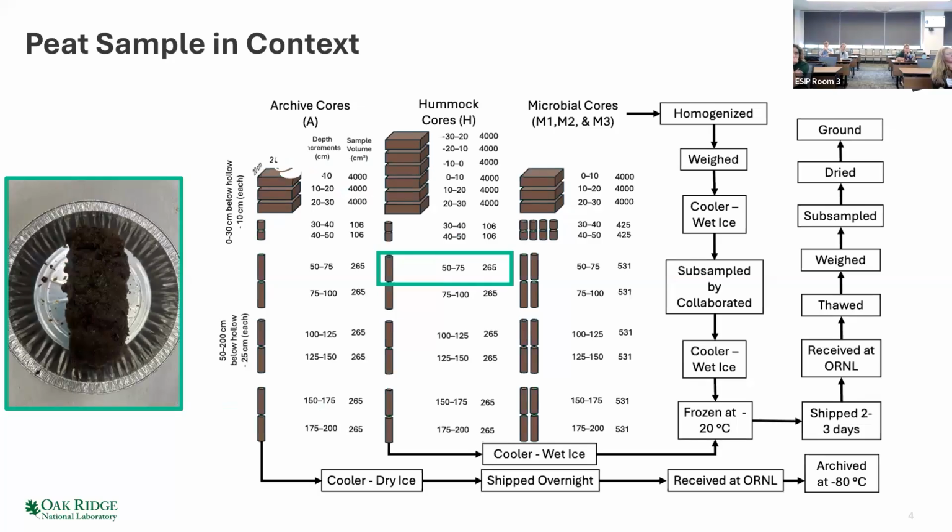All right, this gives a little more context. Okay, so here's our 50 to 75 centimeter deep peat sample. It is from this hummock core. This is the structure in which it was collected. This is how it relates to the other samples that were collected at the same time in the same place. This is a lot of helpful metadata to put it into that broader context, right?